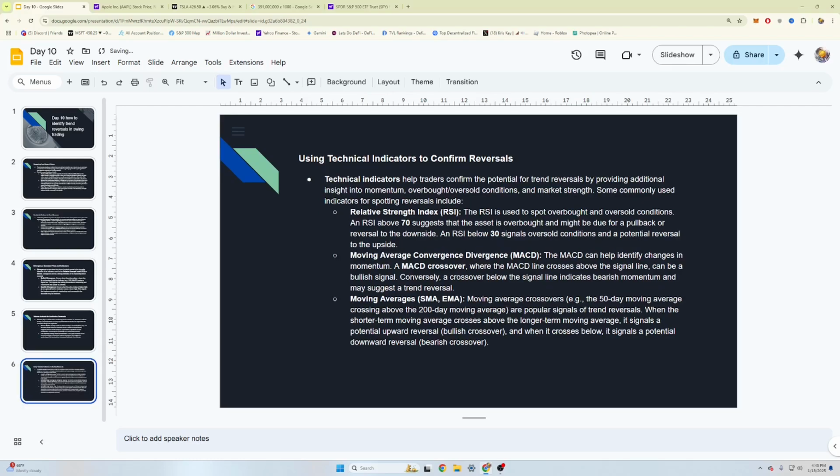Okay. And using technical indicators to confirm reversals. Technical indicators help traders confirm the potential for trend reversals by providing additional insight. Okay. Momentum, overbought, oversold. So we looked at RSI, we looked at moving averages, and we looked at the moving average convergence divergence, which is the MACD. All of these are actually on our chart right now.